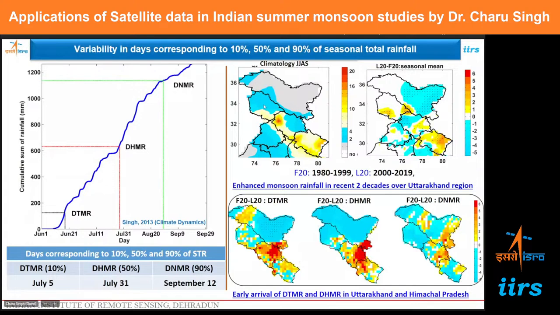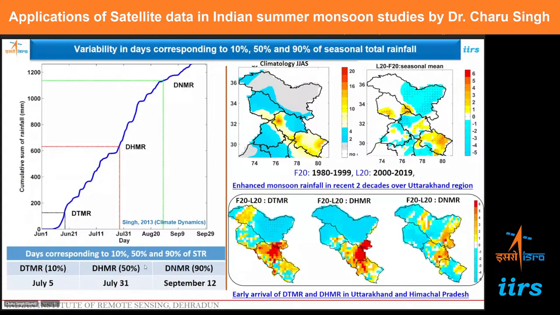And if we see the northwestern Himalayan region, we see that the seasonal mean is also witnessing some changes over this region in the recent 20 years as compared to the first 20 years. And overall, changes are also being observed in the arrival of these dates. For 10% of the monsoon season rainfall over the northwestern Himalayan region, on average, the date is around July 5, which is very close to the onset date. So about 10% of the rainfall is received till the first week of July itself.